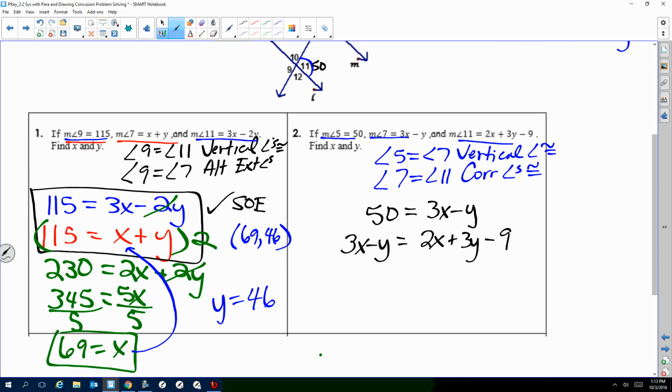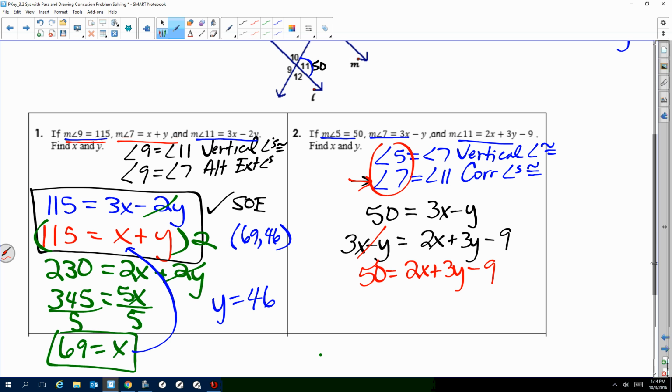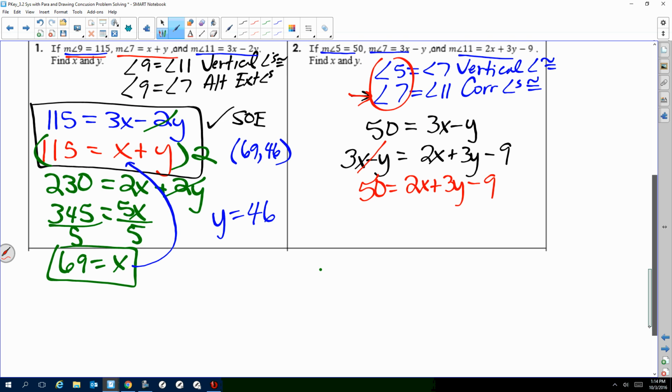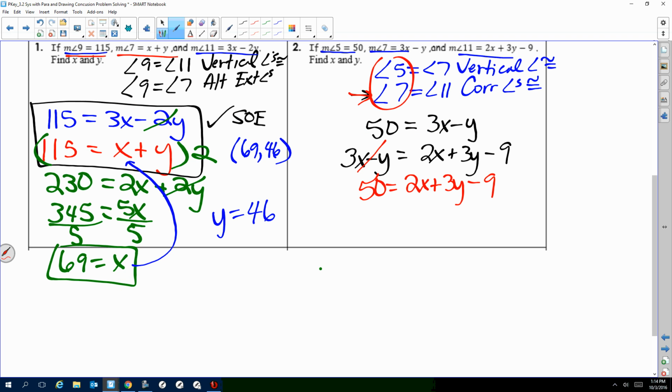So how could I change maybe this system here? Yeah, since I know these are the same, I can now change this to just 50 equals 2x plus 3y minus 9. Okay, is my red equation in standard form? What do I need to do to change it so it's in standard form? Add the 9. So you are going to at times have to simplify and make sure it's in standard form.